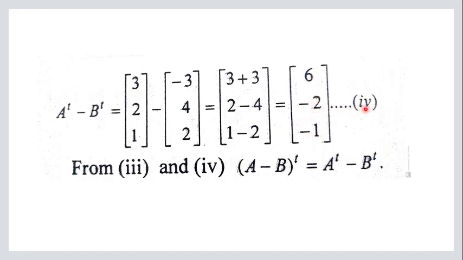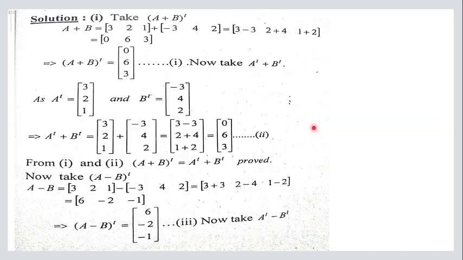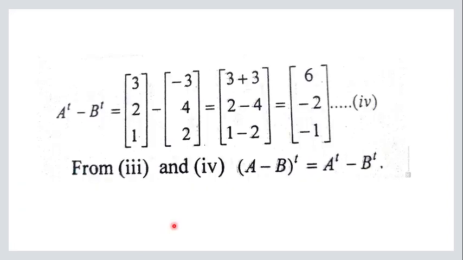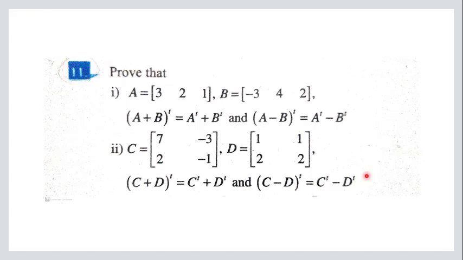Name this equation 4. Now from 3 and 4, this is 4. On the previous slide, this is 3. So you can see that both results are same. Therefore, (A minus B) whole transpose is equal to A transpose minus B transpose. This is the end of part 1.